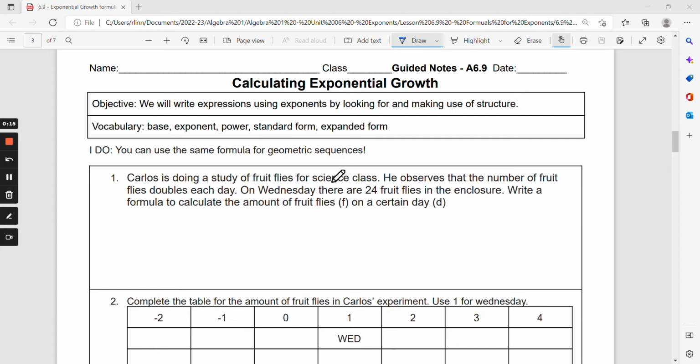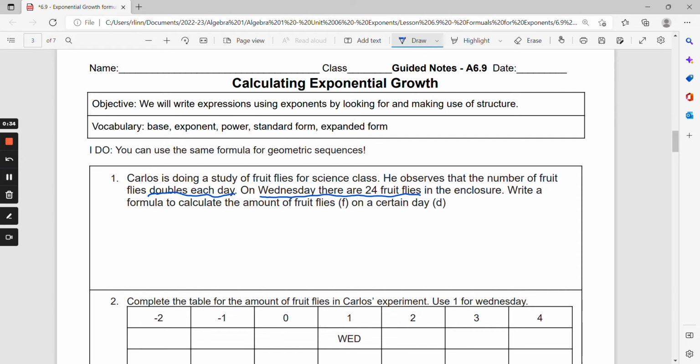So our first problem is Carlos is doing a study of fruit flies in his science class. He observes that the number of fruit flies doubles each day. That's an important piece of information, I think, so I'm going to go ahead and underline that. And then it says on Wednesday there's 24 fruit flies. That also seems pretty important.